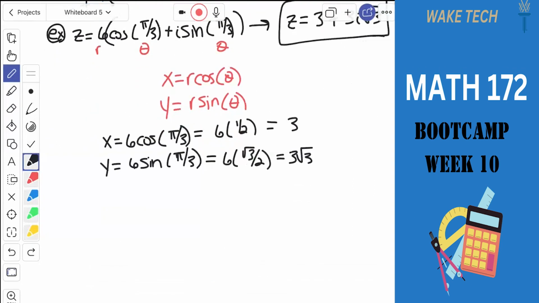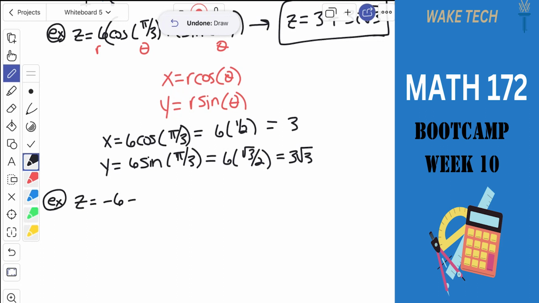Okay, so let's do one more from rectangular to polar. Let's say we have, let's do this one, -6 plus 8i. And we need to convert this complex number. We need to write it in polar form. We need to figure out r and theta. So take x and y and figure out r and theta.